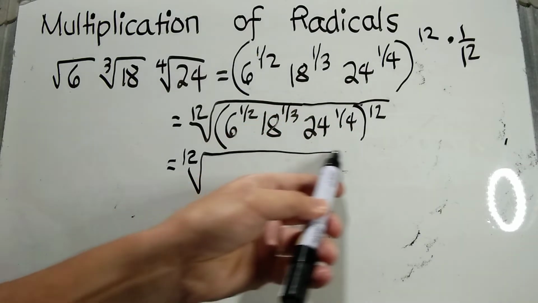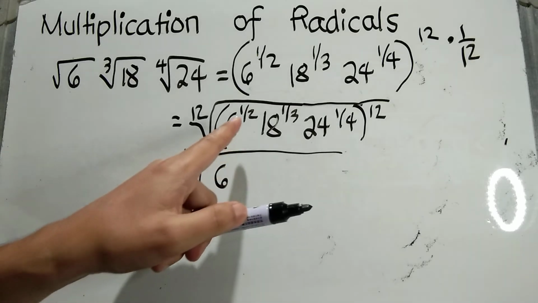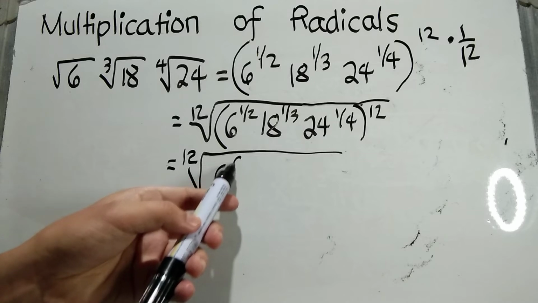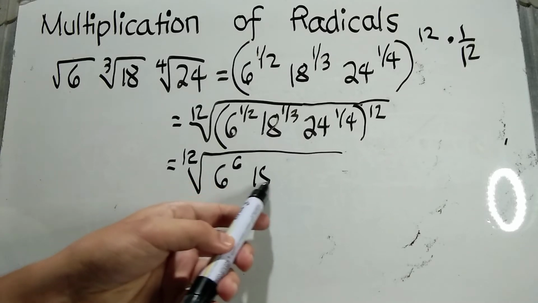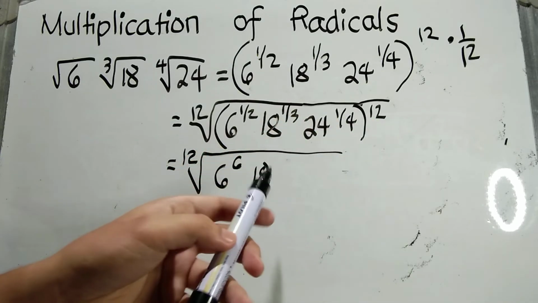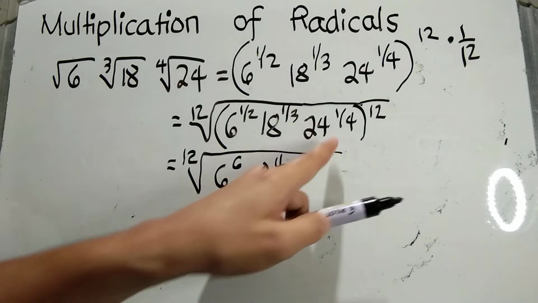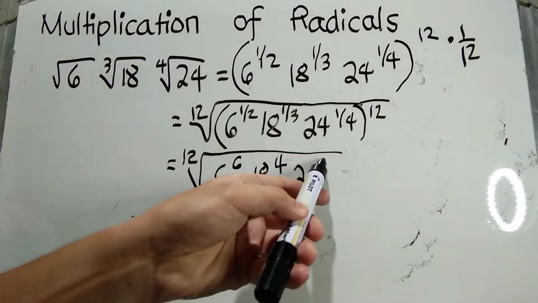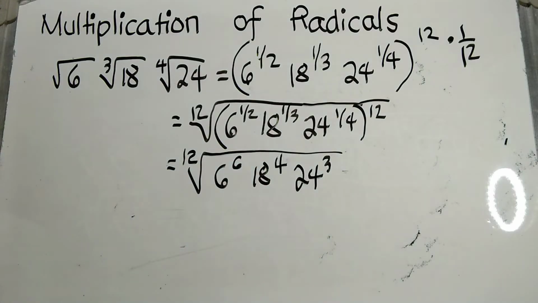So this is now 12 root of 6, 1/2 times 12, understandable that this is 12 over 2 or 6. And then 1/3 times 12, 12 over 3, that's 4. And then 1/4 times 12, this is 12 over 4 or raised to the power of 3.